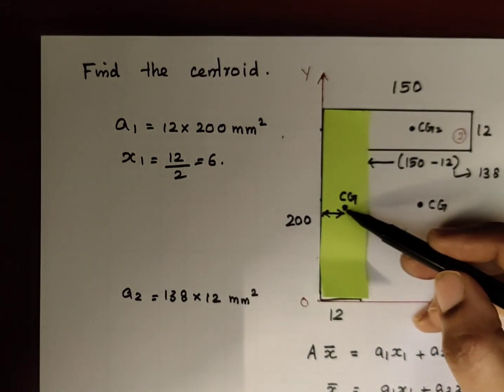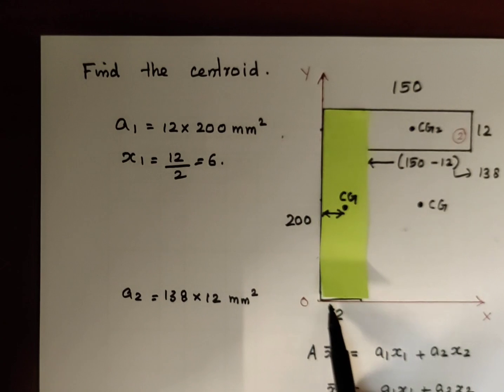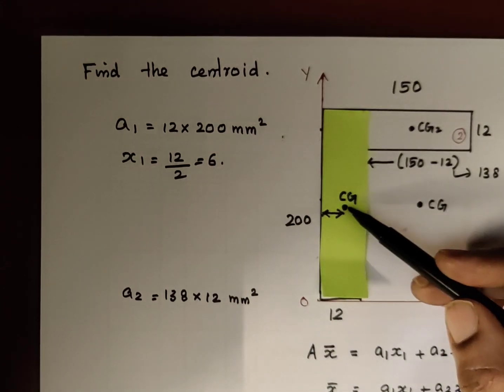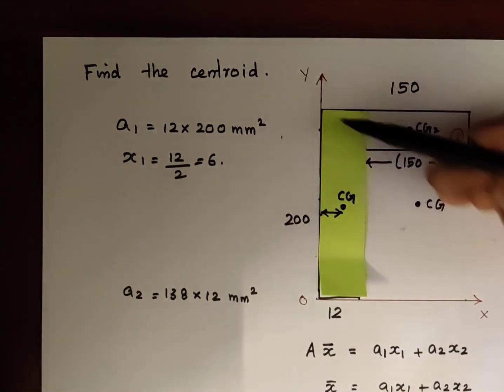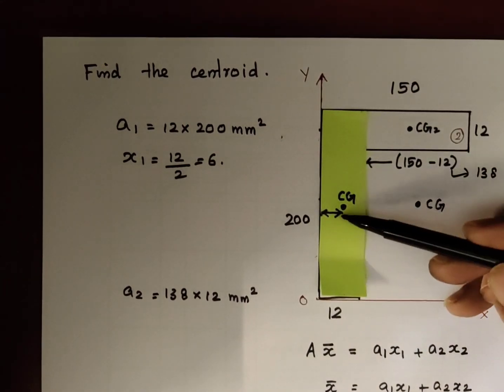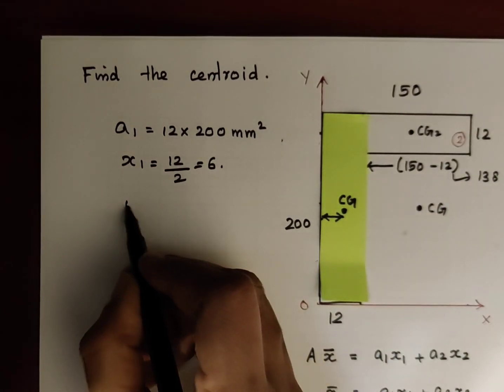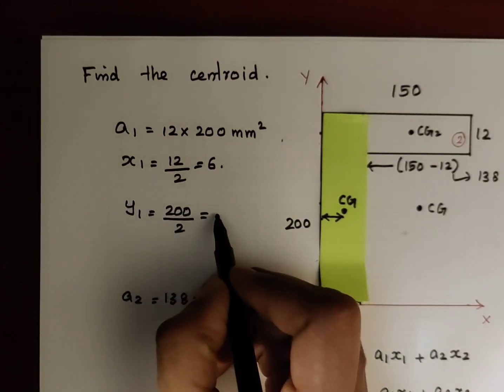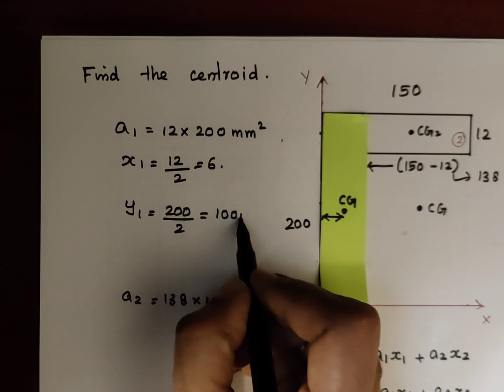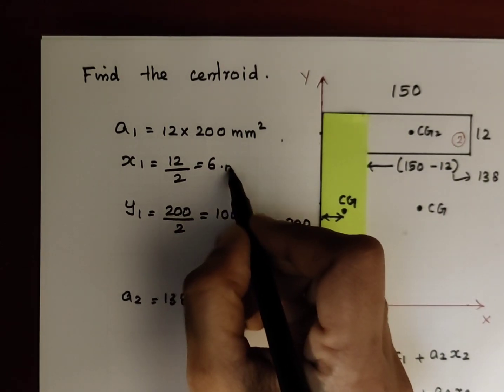And y1 is this distance, that is the distance from this reference axis to the centroid. So this length is equal to, total depth is 200 by 2. So y1 is equal to 200 by 2, that is equal to 100, and unit is millimeter.